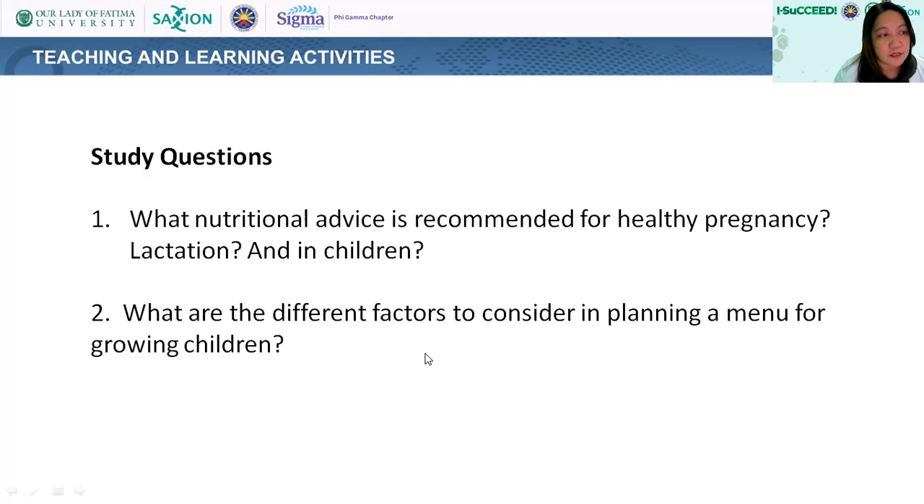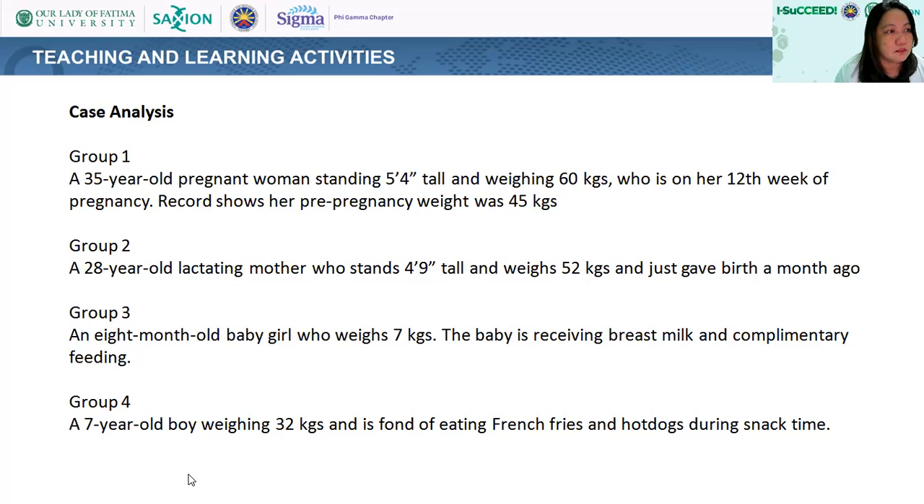Here are examples of some questions that they're going to answer. What nutritional advice is recommended for healthy pregnancy, for lactating women, and for children from infancy to preschool? And what are the different factors to consider in planning a menu for growing children? We're going to present a sample menu plan.